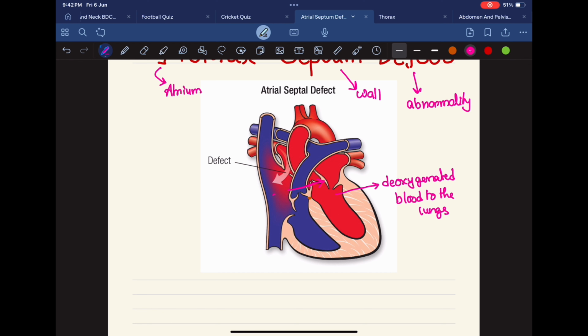The left side of the atrium pumps oxygenated blood to all the different organs and parts of the body, having high atrial pressure.